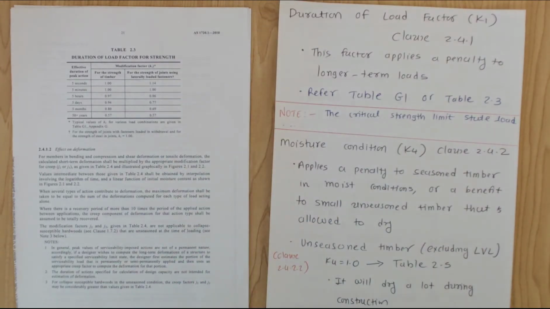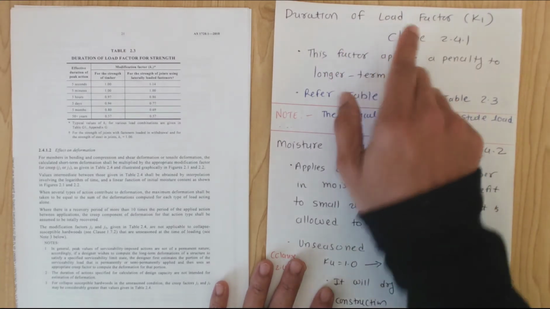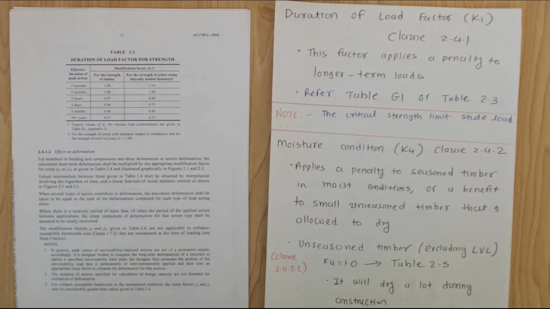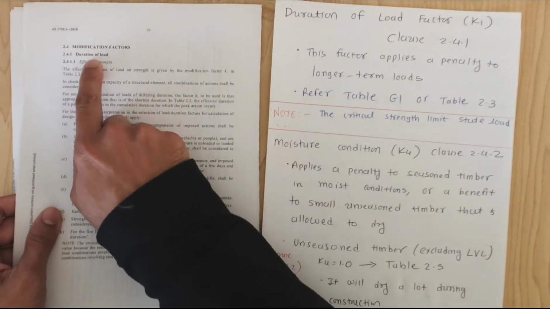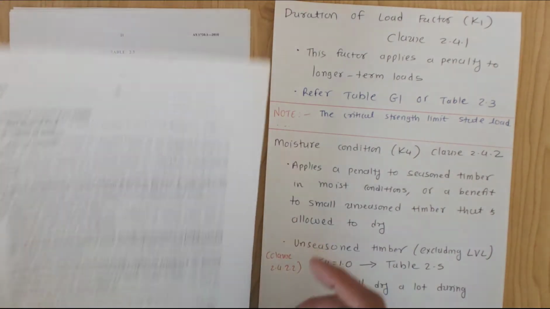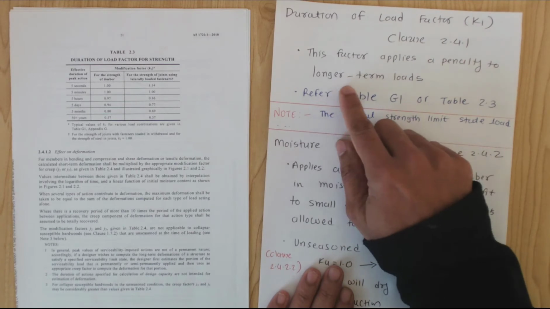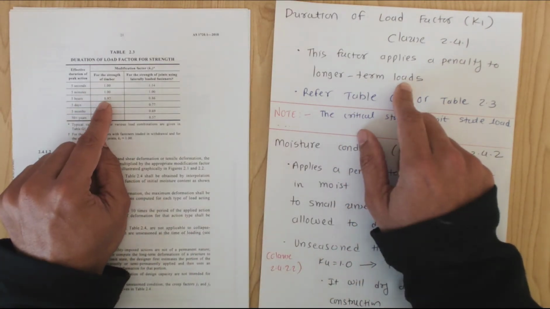Now the K1 is referred to as the duration of load factor, and the duration of load factor is given in this table 2.1, and thus K1 is in clause 2.4.1, which has duration of load. These factors apply a penalty to the long-term factors. Penalty means you have a reduction factor, like it will be less than 1.